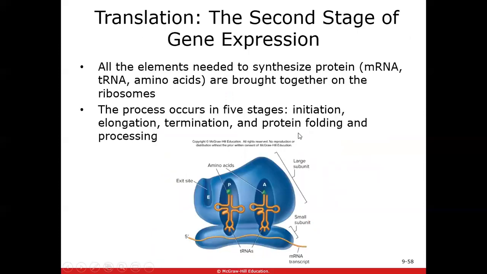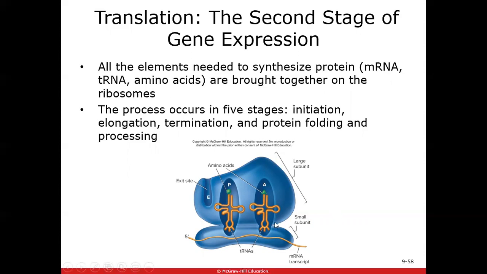Then we have translation, which is the second stage of gene expression. Now, all elements needed to synthesize protein, which are messenger RNA, transfer RNA, and the amino acids, are brought together on the ribosomes. So this is where translation occurs. The process occurs in stages: initiation, elongation, termination, and protein folding and processing.